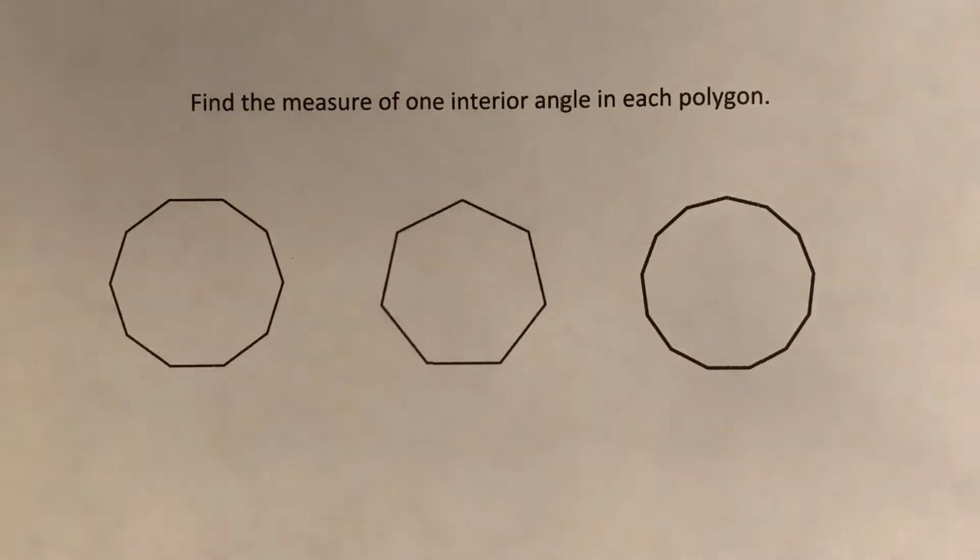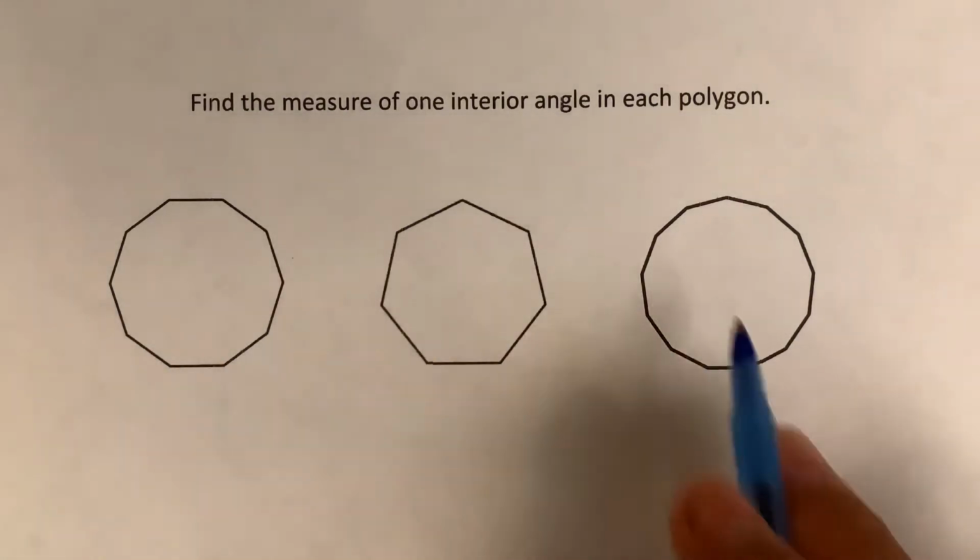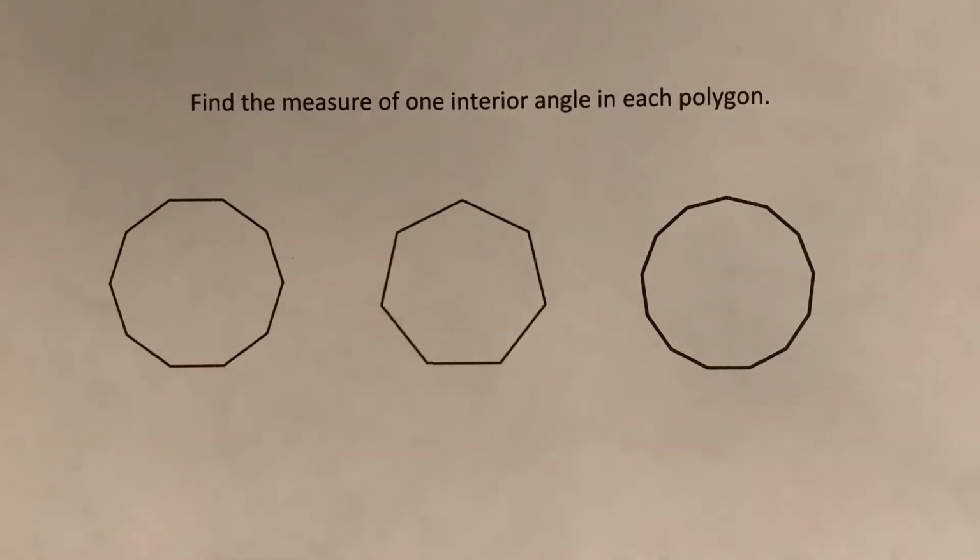This time we're going to work on interior angles of polygons. We're going to deal first with just regular polygons. Regular polygons are polygons that have equal side lengths and equal angle amounts. You're used to seeing a stop sign. That's what we could call a regular octagon.